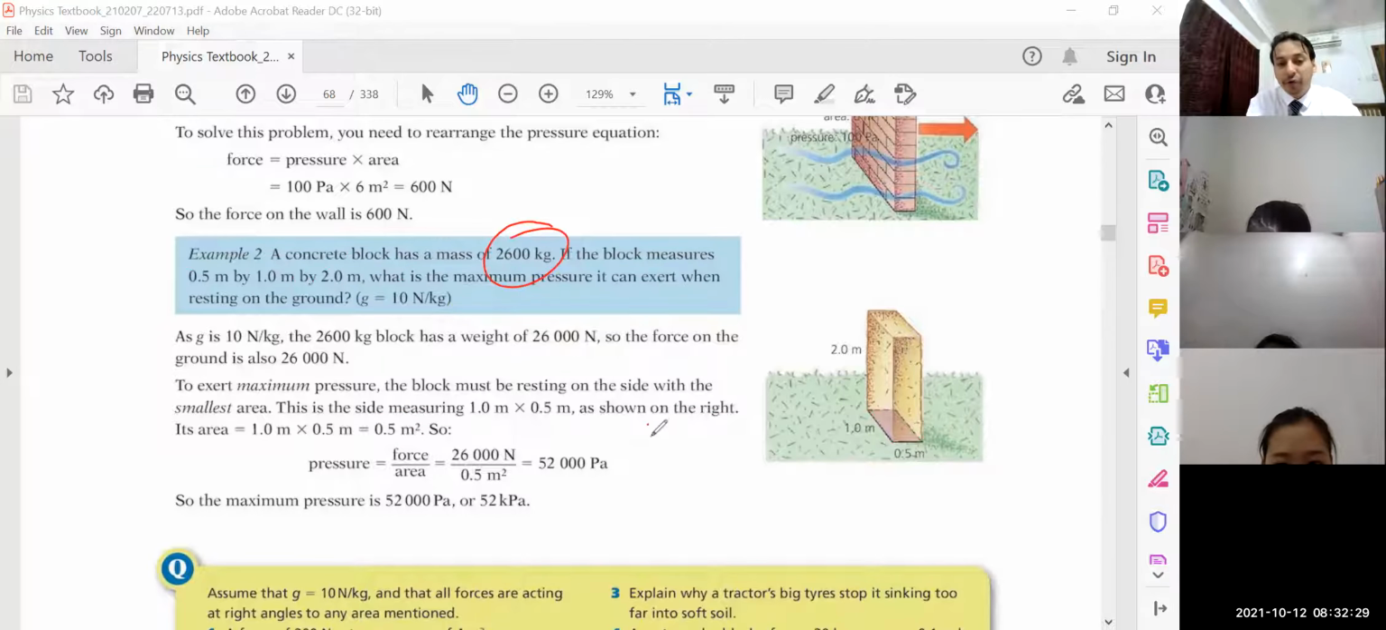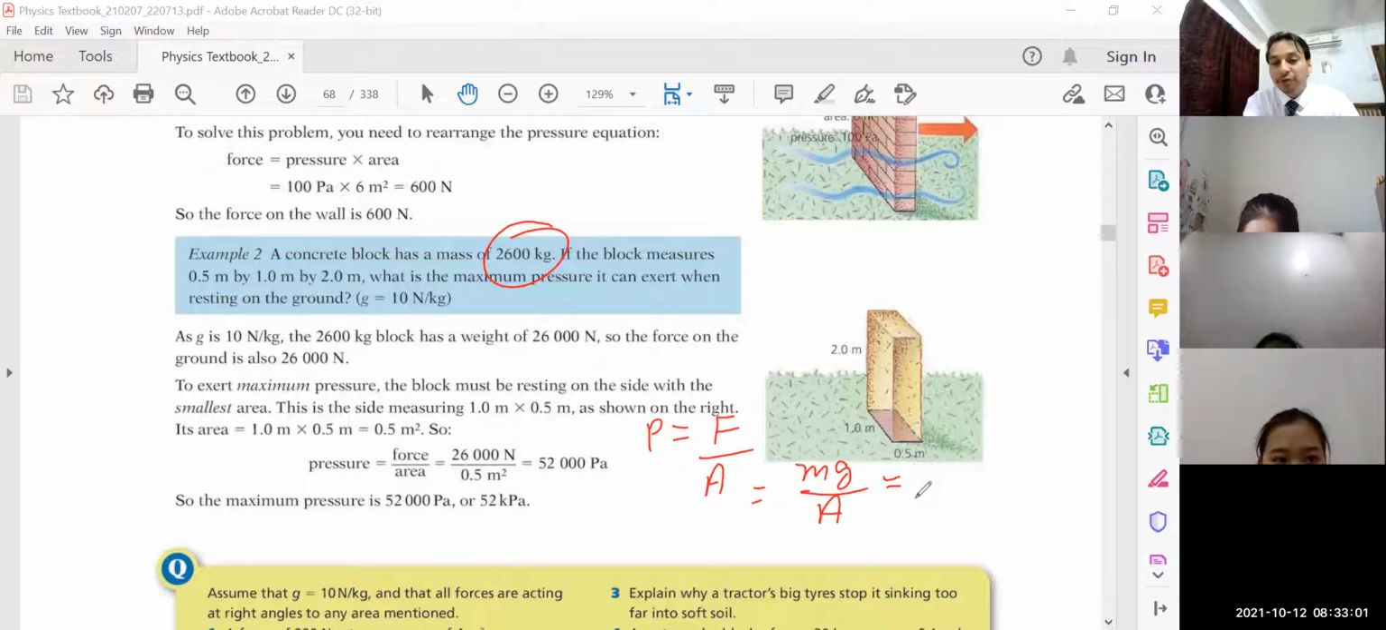Mass is given. Equation, you know, pressure is force divided by area. Force, I'm not aware about the force. Force is not given, but I know that from chapter number 2, the motion chapter, children, force is given by mass into acceleration, F equal to m into g. Force is a weight. So I can replace this force with weight, m into g.